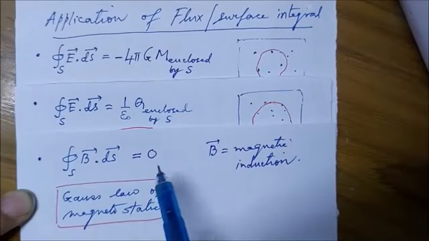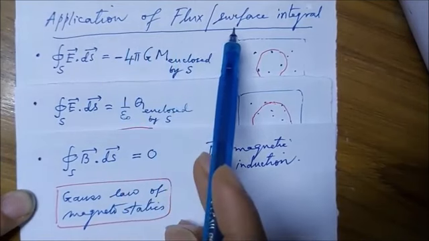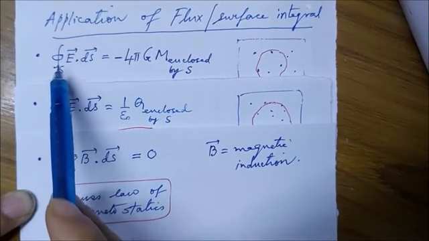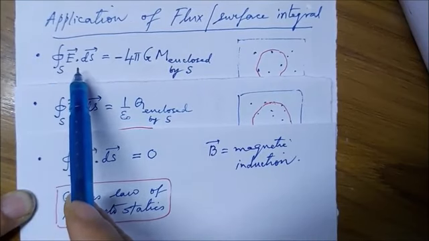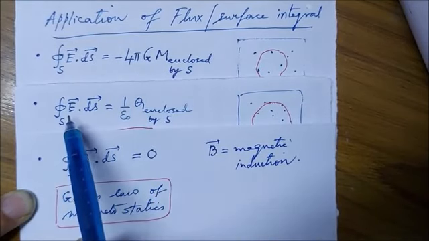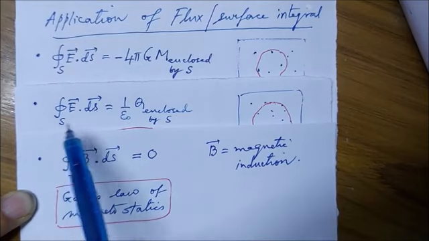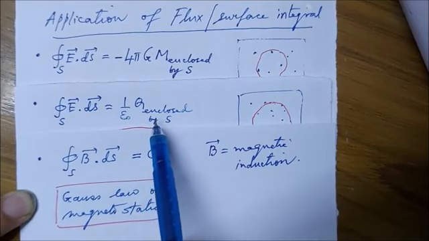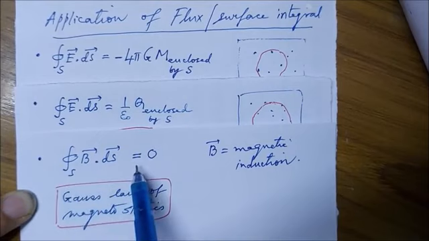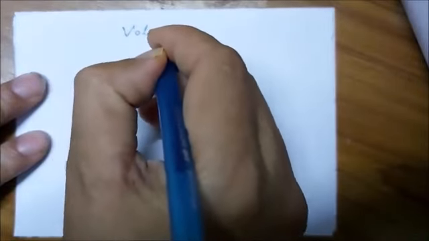We have therefore shown three applications of flux or surface integral. The surface integral or flux of gravitational field over a closed surface is given by this expression. The flux or surface integration of electric field over a closed surface is given by this expression, and the flux or surface integral of magnetic induction over a closed surface is 0. We next define what we mean by volume integral.